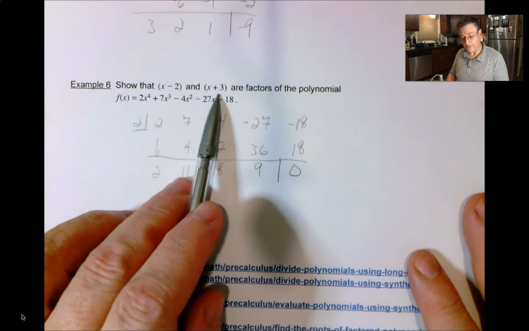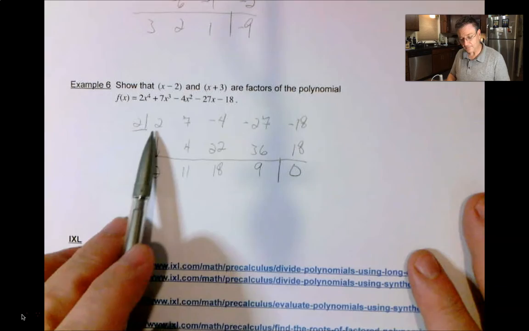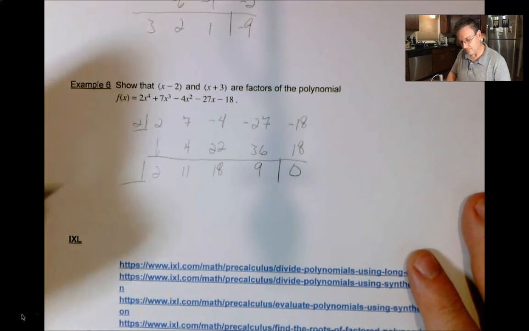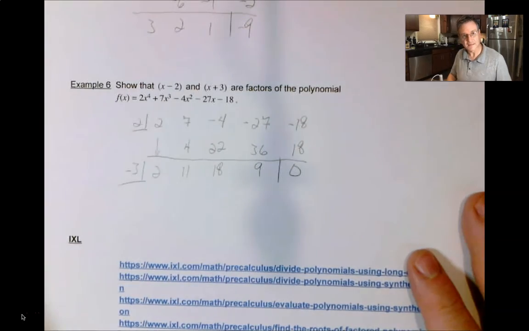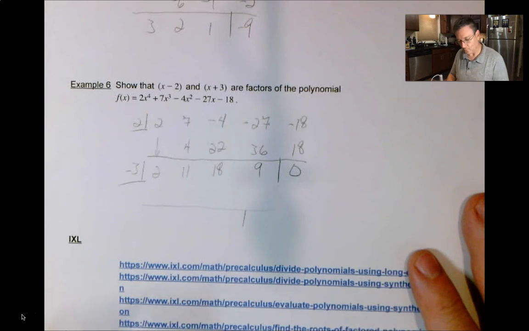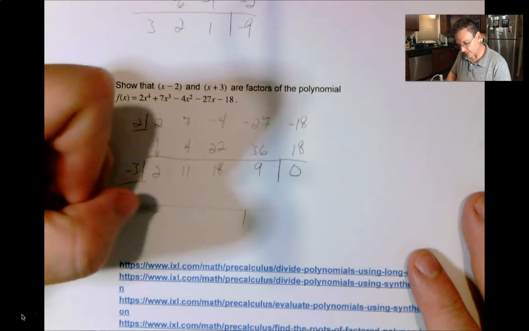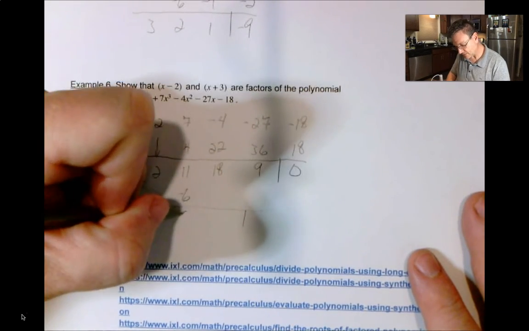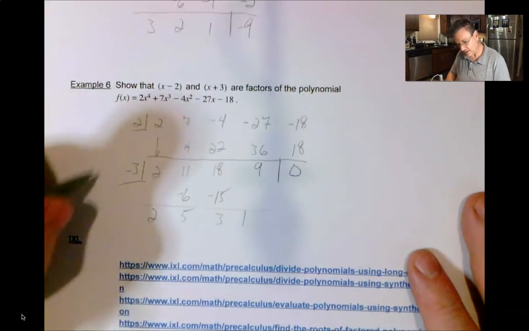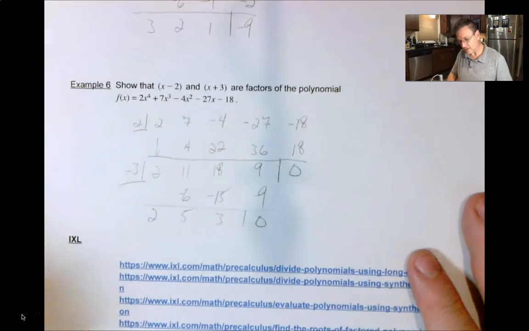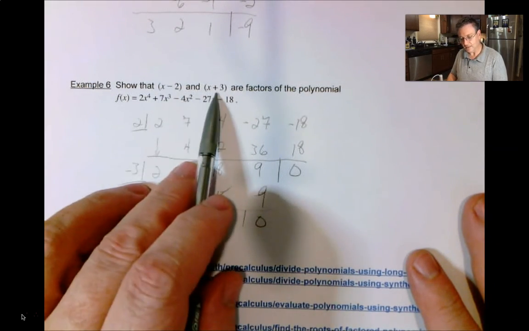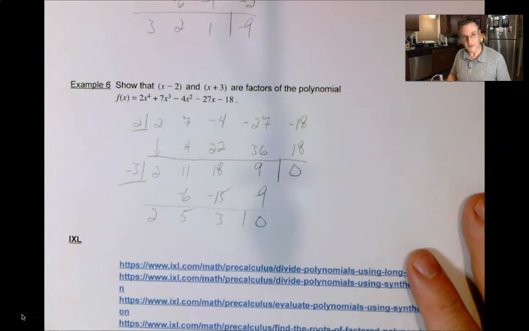Now, to do x plus 3, I don't have to go back to the original. Too much work. Go to the reduced function. We're testing negative 3 now. We're hoping to get a 0 here. Bring down the 2. Negative 6, 5. Negative 15, 3. Negative 9, 0. Ding, ding, ding. We have just shown that x minus 2 and x plus 3 are factors of this polynomial.